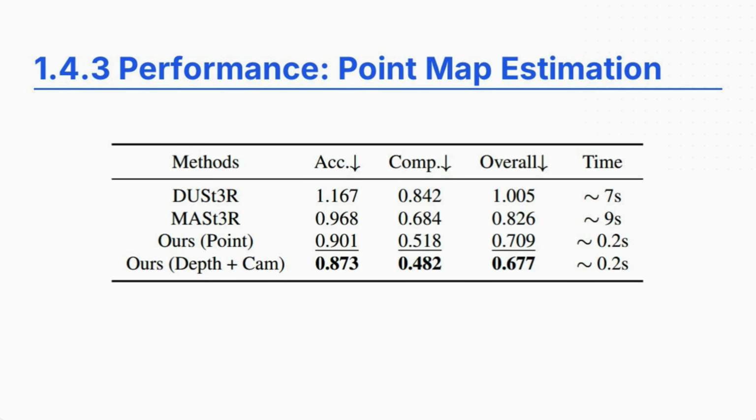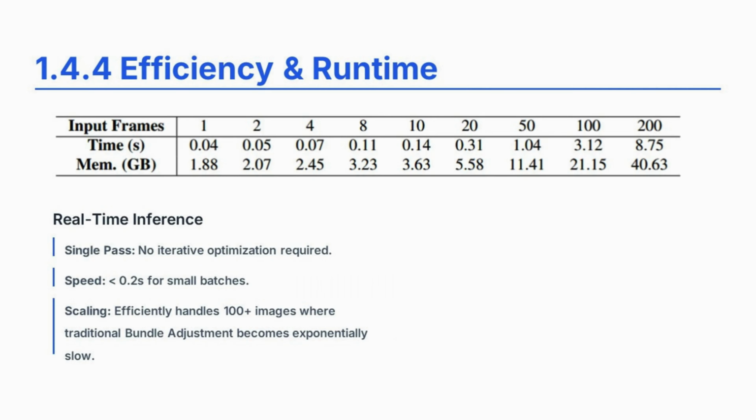One of VGGT's strongest advantages is speed. Processing 10 images takes 0.2 seconds, making it dramatically faster than DUSt3R, MASt3R, and any pipeline involving BA.